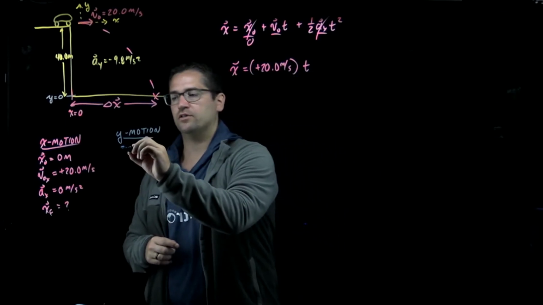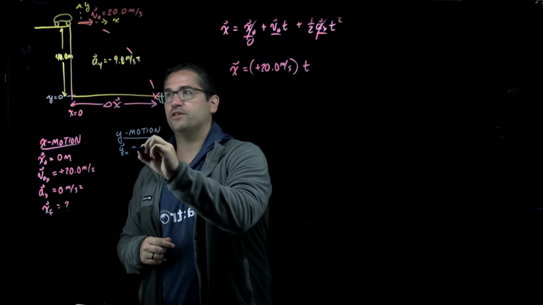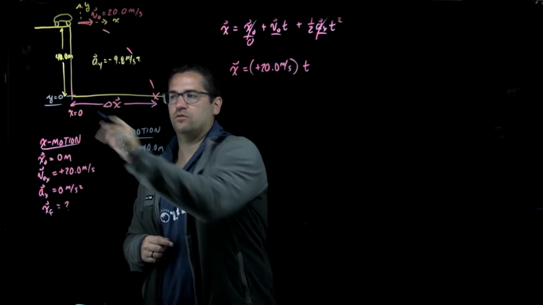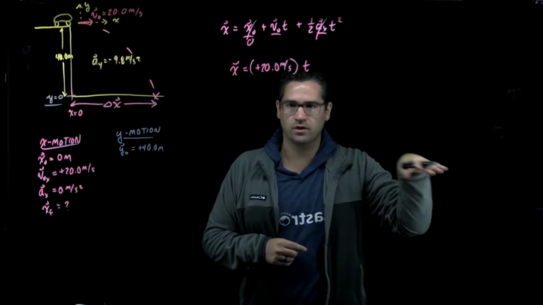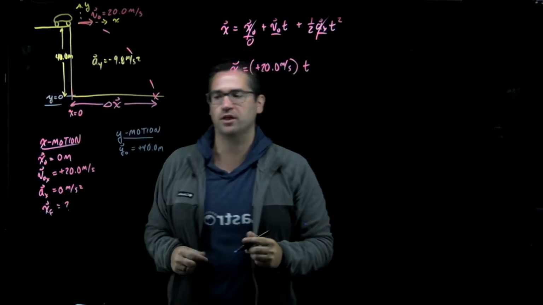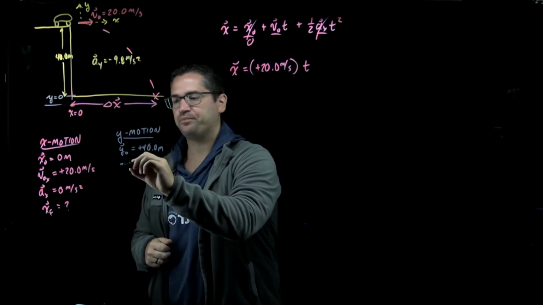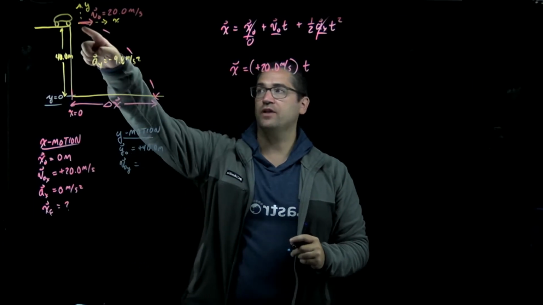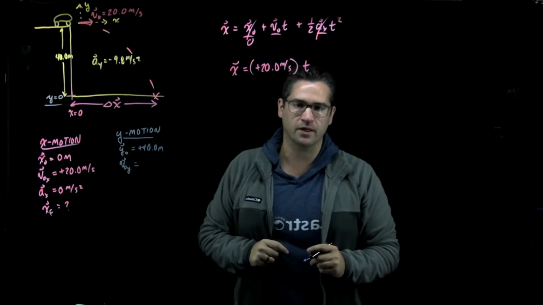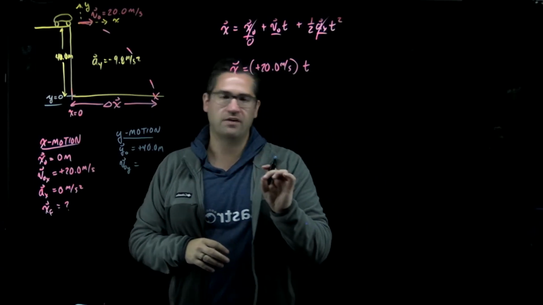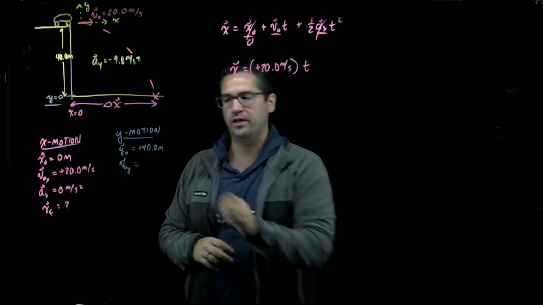So what do we know here? So our y initial position is plus 40 meters. That's because I picked the ground, not the cliff, but the ground as my 0, so that means I start plus 40 meters above that. What's my initial y velocity? Well, my initial x velocity is plus 20 meters per second, but my initial y velocity is 0 because none of that velocity has a component in the y direction.